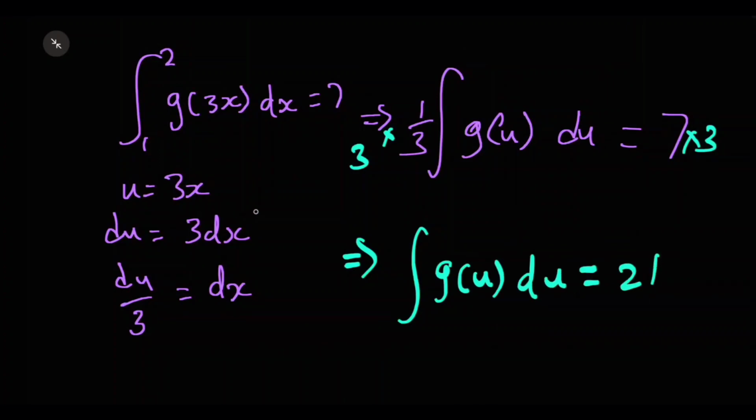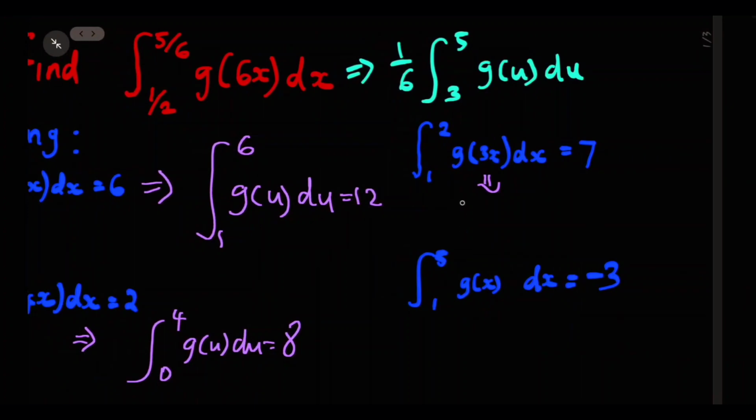Then for our intervals, in terms of x, we have from 2 to 1. And to rewrite this in terms of u, we have to multiply our x's by 3. So we have 3 times 2, that will be 6. And 3 times 1, that will be 3. So this is our new expression. So let's just quickly put that down.